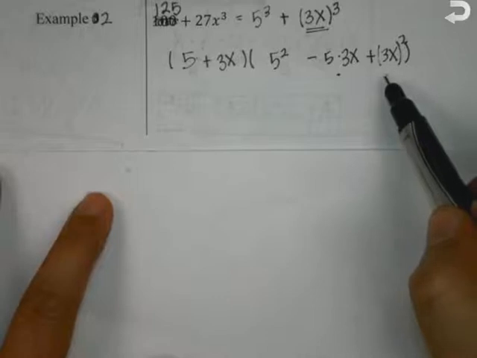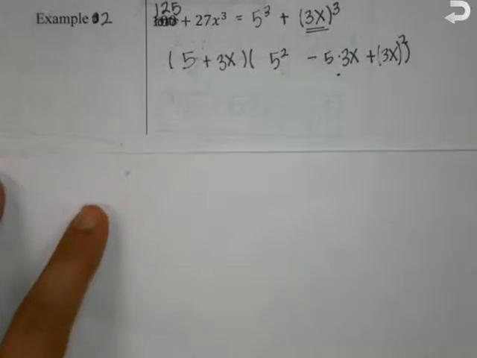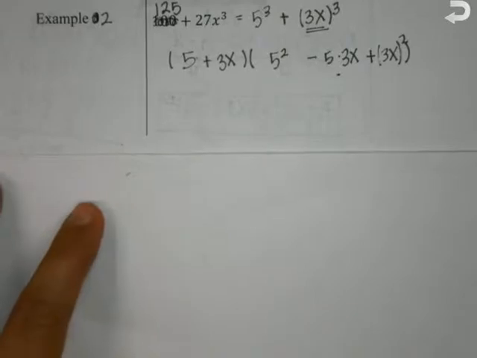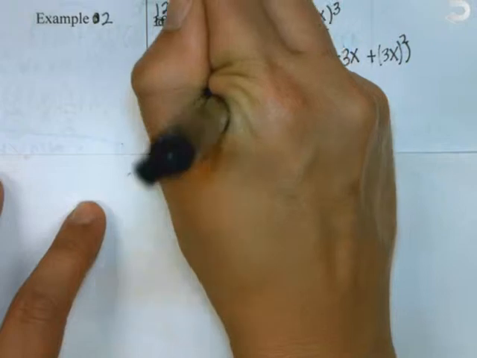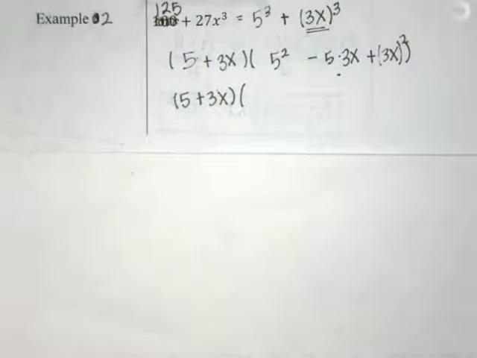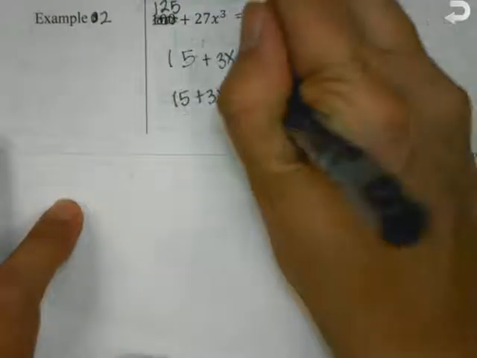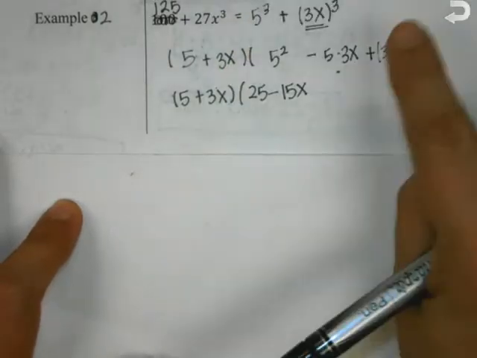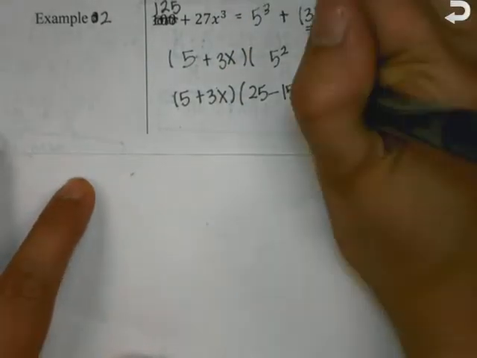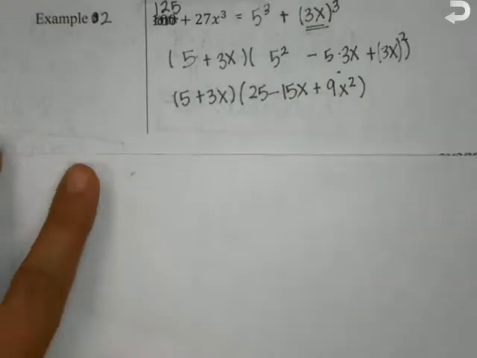Okay. And then now we have to simplify. 5 plus 3x times 5 squared gives me 25 minus 15x. 3x, all of that squared gives me plus 9x squared. And that's your answer.